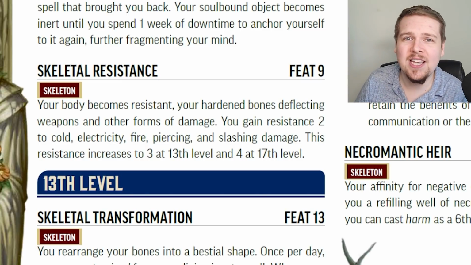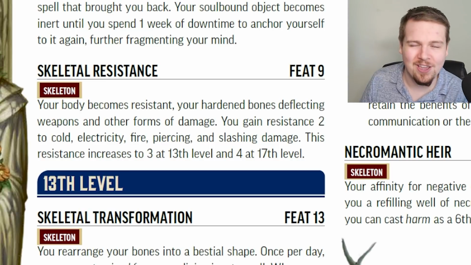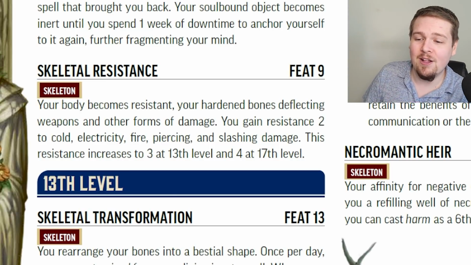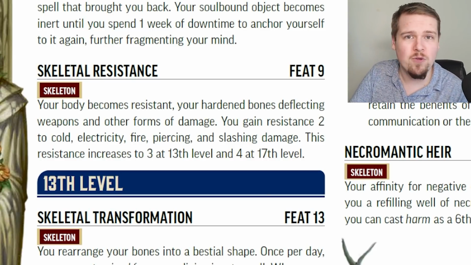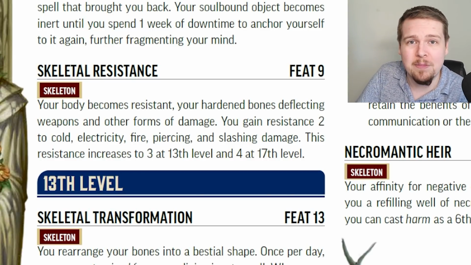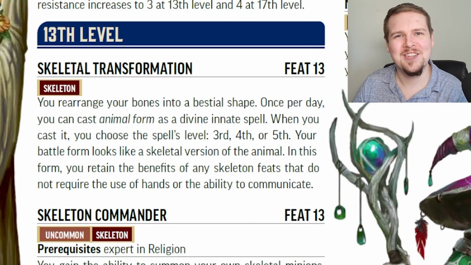The only time this isn't that useful is if you have something like heavy armor specialization, which might already give you resistance to that. But hey, if you're a skeleton and you get the armor resistance that gives you resistance to bludgeoning, then boom, you're in business. You're resistant to all physical damage.